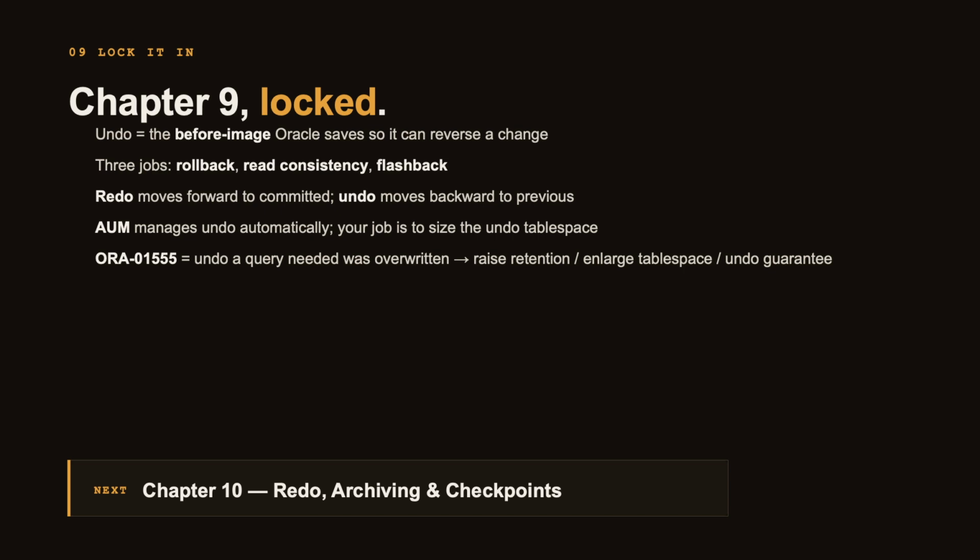We keep mentioning redo as undo's mirror image, so next chapter we give redo its full due, plus archiving and checkpoints, the hinge that makes real backup and recovery possible. That's Chapter 10.